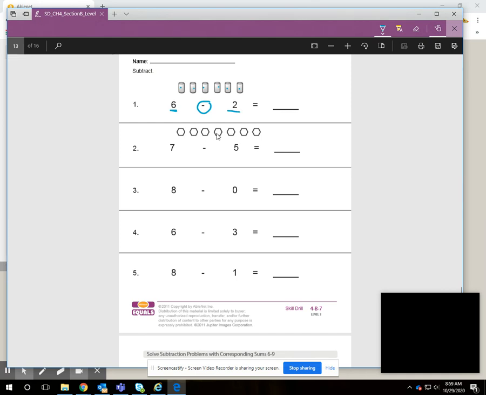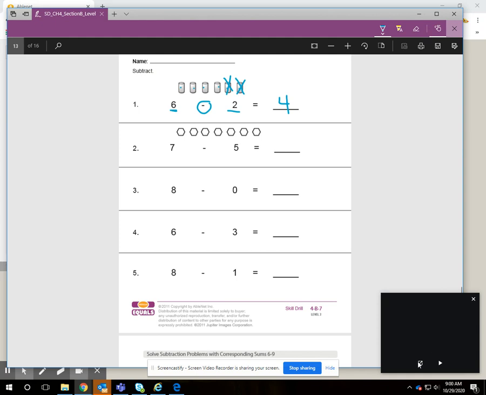We're going to cross out 2. So I cross out 1 and cross out 2. After those 2 are gone, then I can count what's left, and that's going to be my answer. So let's count. 1, 2, 3, 4. So 4 is my answer. 6 minus 2 equals 4. Okay, looking down at number 2 right here.